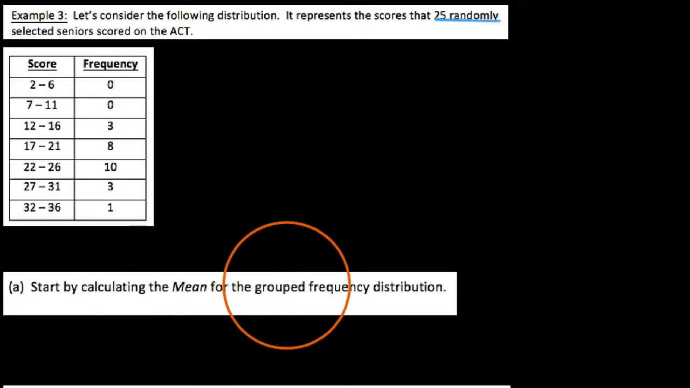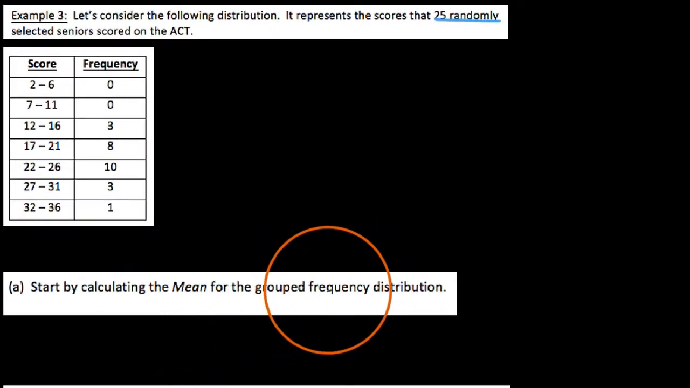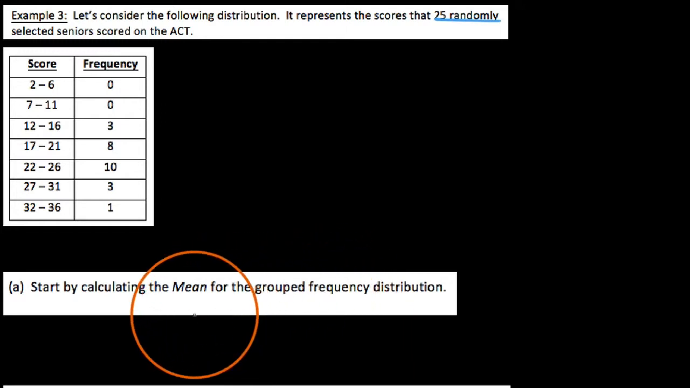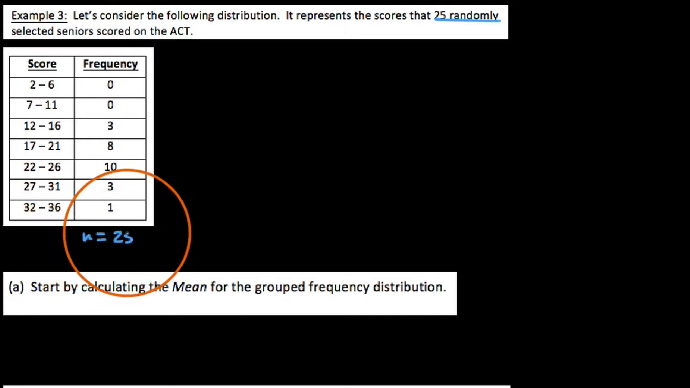If I wanted to find the mean for this grouped frequency distribution, what we would have to do is start by finding, well, what does all the data add up to and how many data were there in the first place? To find out how many data there were, we could just add up all the frequencies. If I wasn't told that there were 25, we could say 3 plus 8 is 11, plus 10 is 21, plus 3 is 24, plus 1 is 25. So the very first thing I want to find out is lowercase n, since it's a sample here, and of course there are 25 total data, and I'm going to list that here.